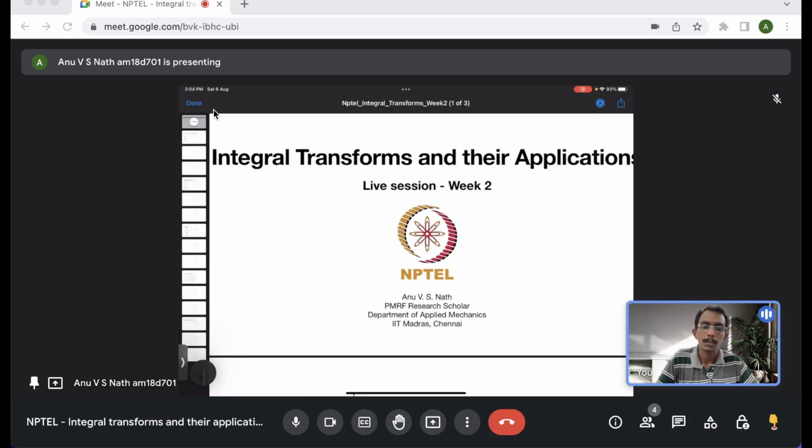Last week we discussed some problems on the Fourier transform, how to evaluate some Fourier transforms and how to use their properties. Do you have any doubt in that section? If any doubt, you can ask so that I can try to answer them, or you can wait until the end of this session.